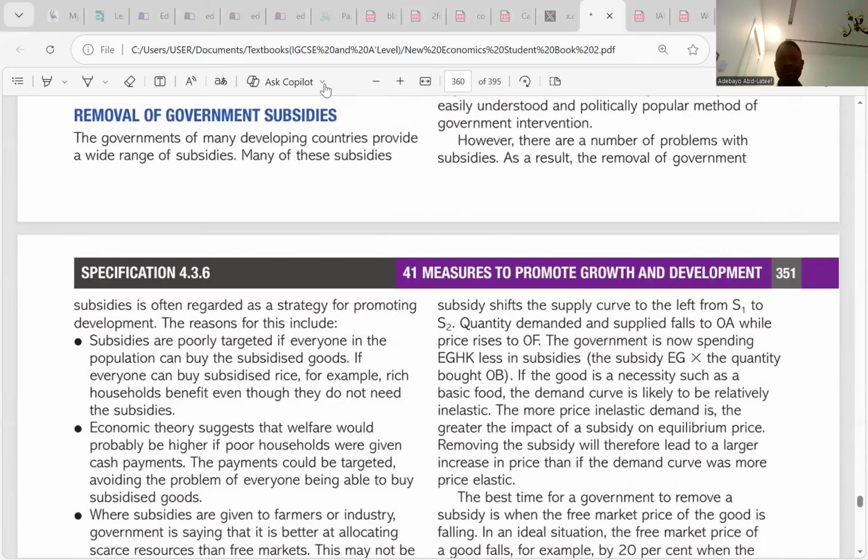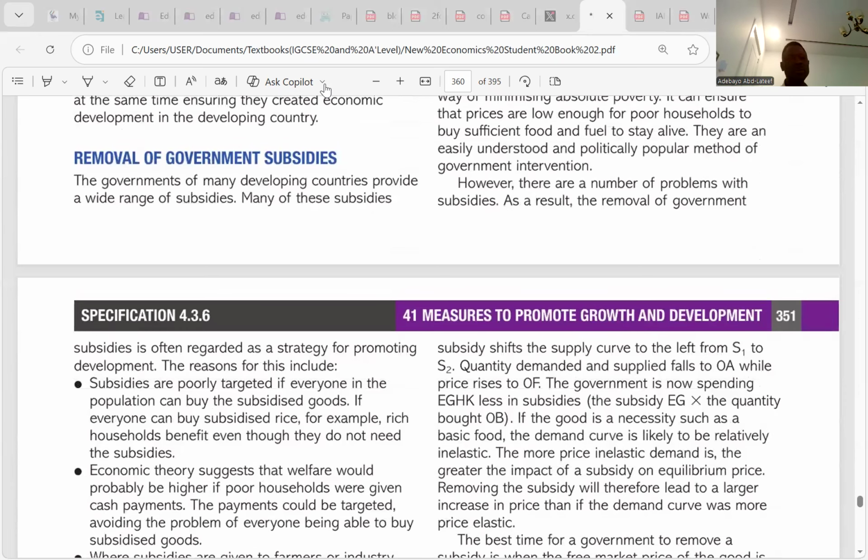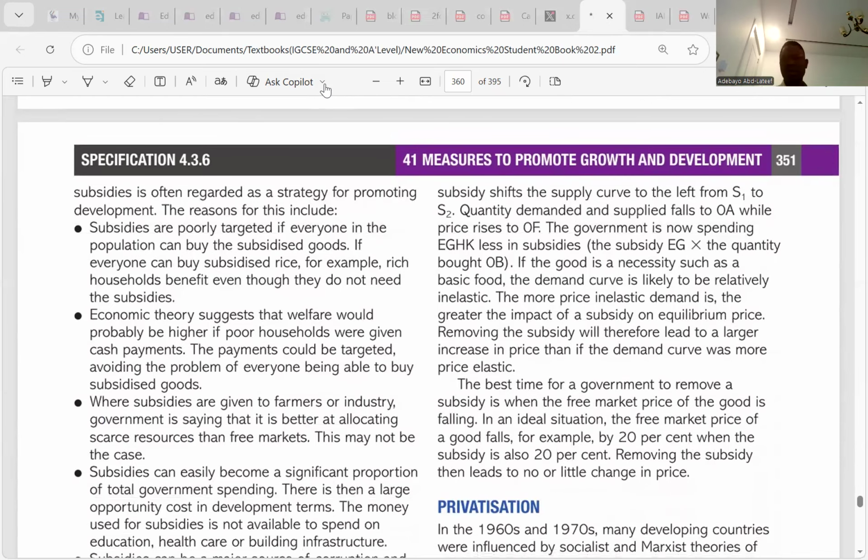Now, however, there are a number of problems with subsidies. As a result, the removal of government subsidies shifts the supply curve.